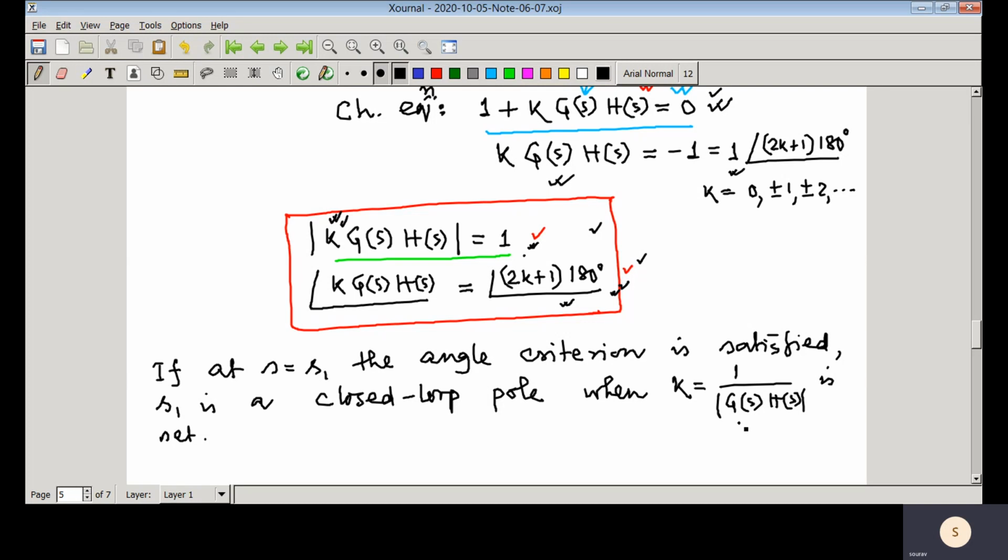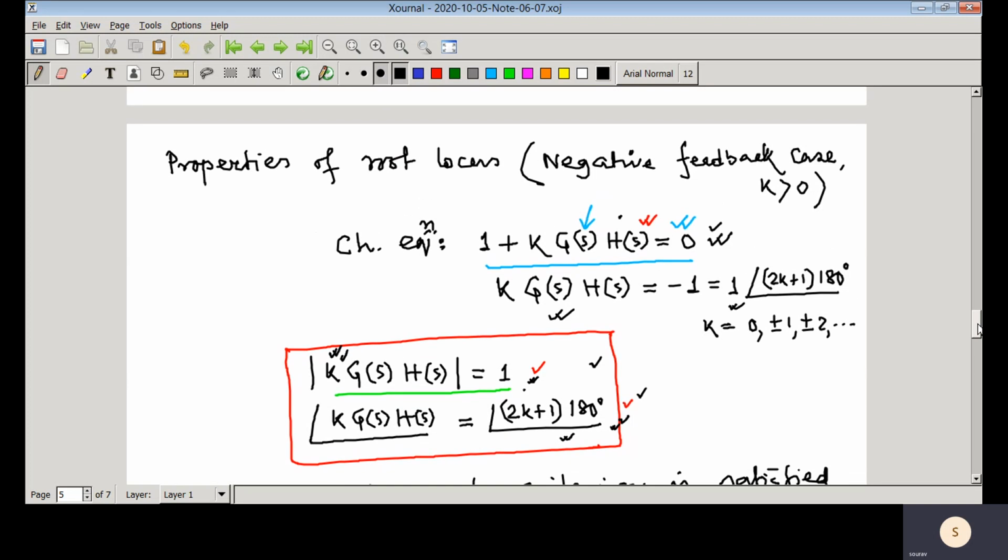If we just set K equal to this one, that means for this particular value of K, S1 would be the pole of the characteristic equation because it satisfies that angle condition. So this is very important. In root locus, what we do is vary this K and try to find the value of S so that this particular equation is satisfied. That is the characteristic equation.